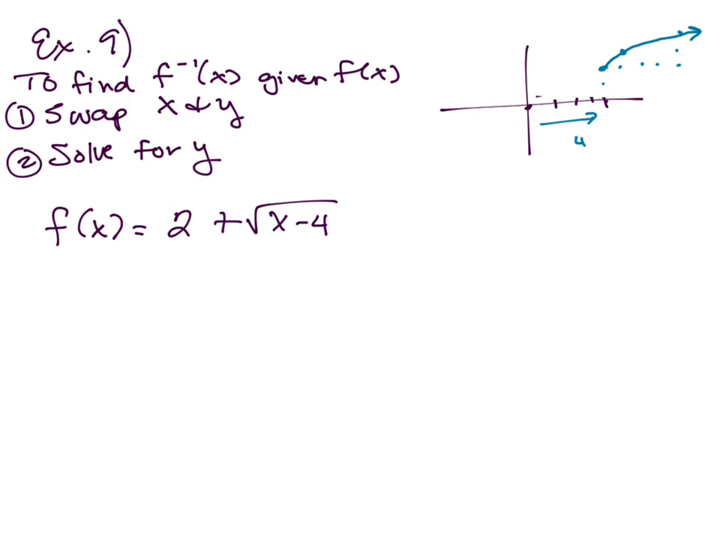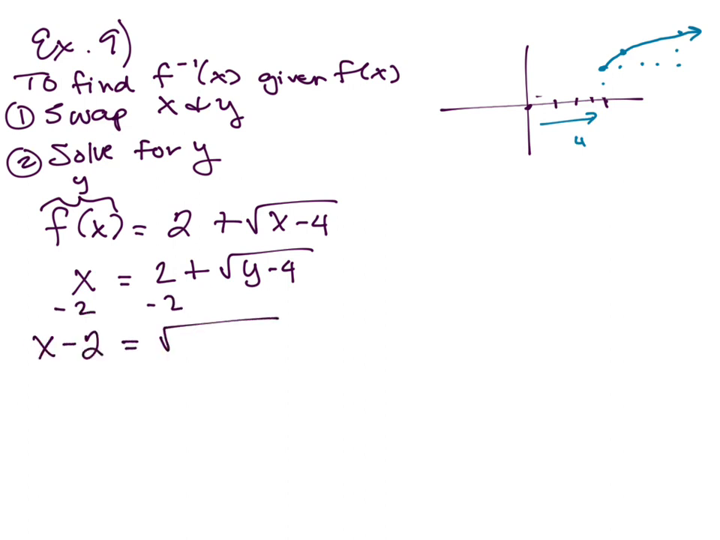Okay, let's talk about our inverse function then. Consider this f of x business as y. So we're going to swap x and y. That means I'm going to have x equal to 2 plus square root y minus 4. And we're going to solve for y. Step 1, subtract the 2. So x minus 2 is equal to the square root of y minus 4.